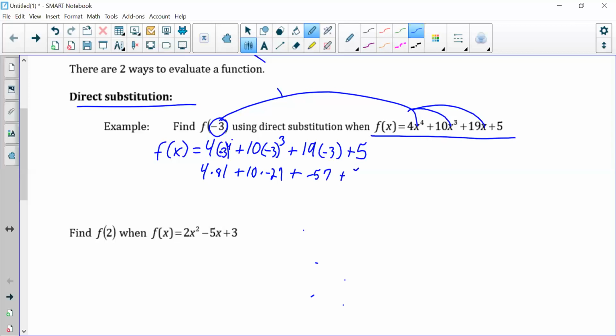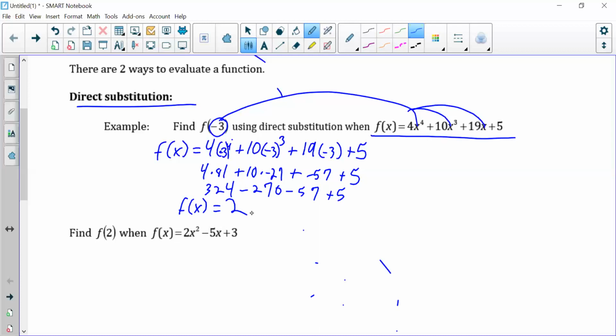All right, then let's finish doing our multiplication. So 4 times 81, 324. 10 times -27 is -270, plus -57 plus 5. Plug all this into the handy dandy calculator and we get 324 minus 270 minus 57 plus 5, which is 2. So f of -3 equals 2. All right, so that's direct substitution.